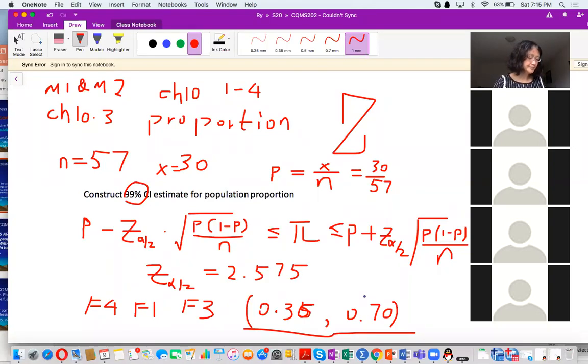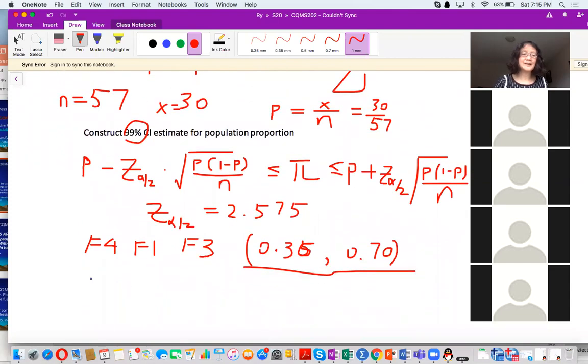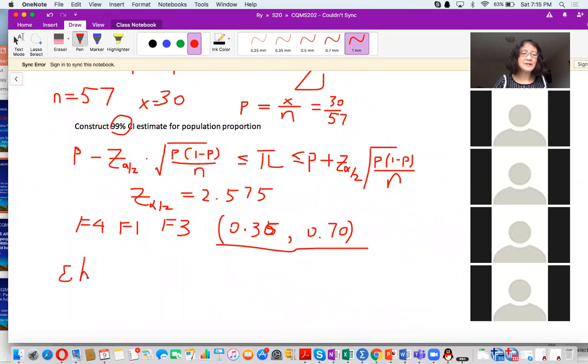Any questions? All right, so that is section 3, confidence interval estimate for population proportion. And section 4 in chapter 10 is about how you figure out sample size. In this section you just need to know how to use the formula. The formula is given. You just need to plug in the formula.